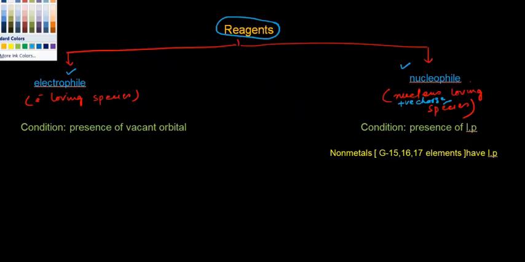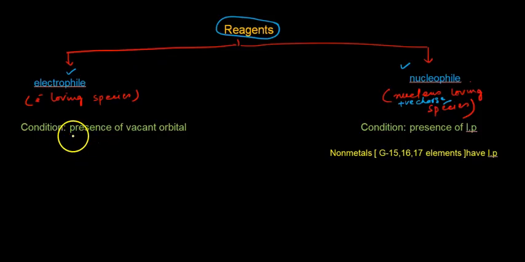Now, the point is there is a specific condition to be an electrophile, and that condition is the presence of a vacant or empty orbital, because the species which will act as an electrophile must accommodate the electrons, and for that they need a vacant orbital. The atom carrying the vacant orbital can be neutral, or even positively charged.